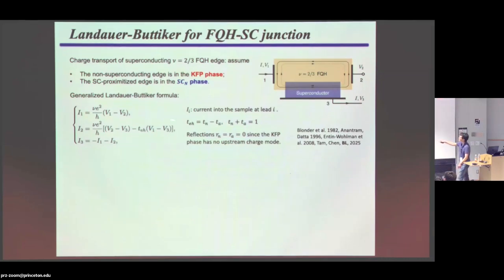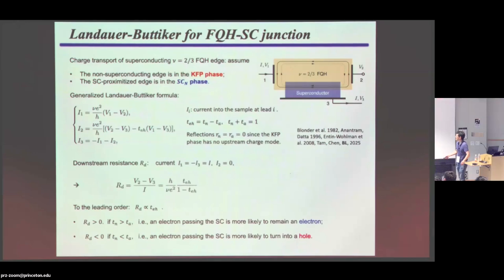Here, as a result, this is actually only a function of Tn minus Ta, which I call Th. And experimentally, it's conventional to measure this downstream resistance in this configuration, which is defined as: I tunnel a current from lead 1 to lead 3 and measure the voltage difference between lead 2 and 3. That's just solvable by these formulas, and that's the result. And this result is nice in the sense that you can see to the leading order, Rd is proportional to Th.